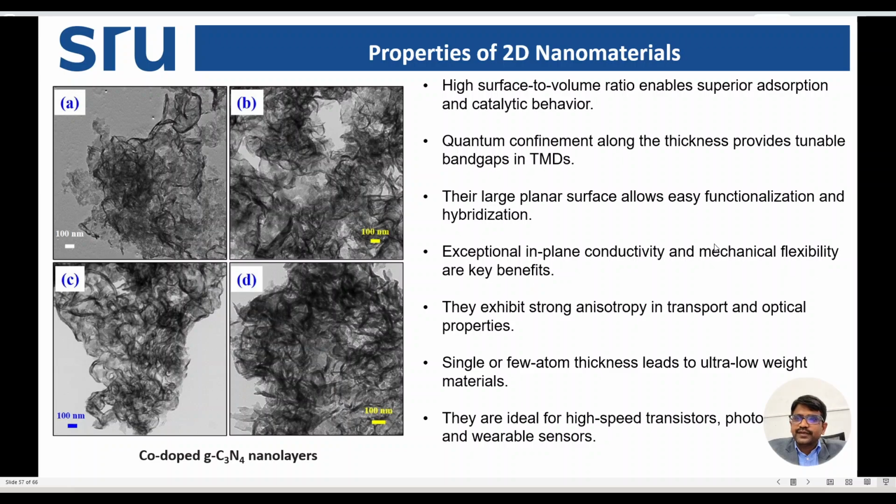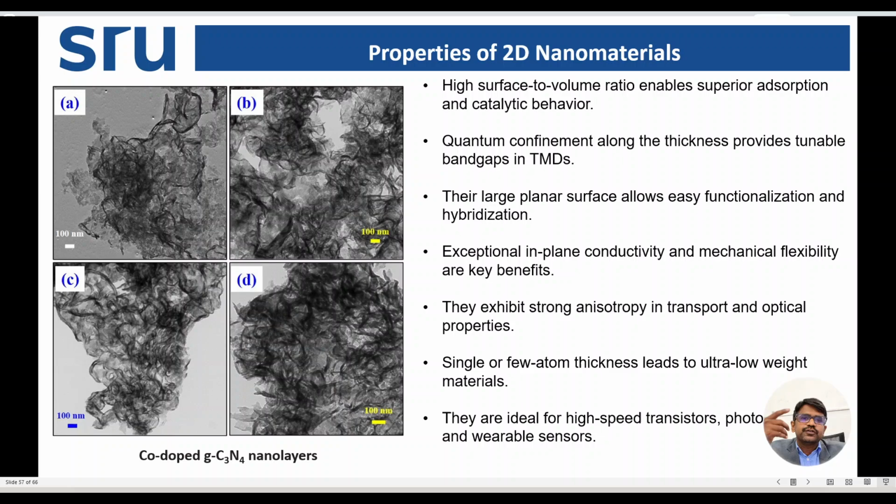This is a very important point regarding two-dimensional materials: they provide better mechanical flexibility. They also exhibit strong anisotropy in transport and optical properties. For electrical conductivity and electrical pathways, these 2D materials, particularly graphene, have very good advantages. Single or few-atom thickness leads to ultra-low-weight material, because of the layered, multi-layered structures.